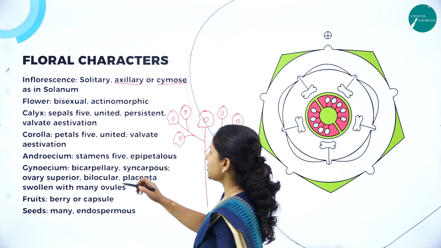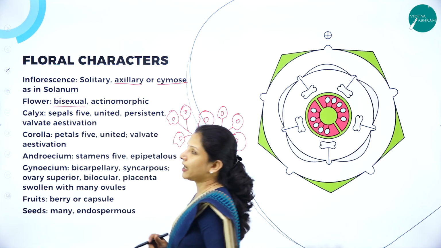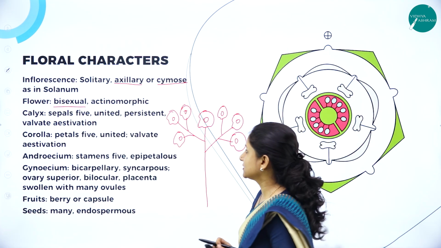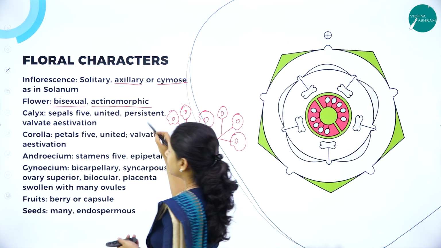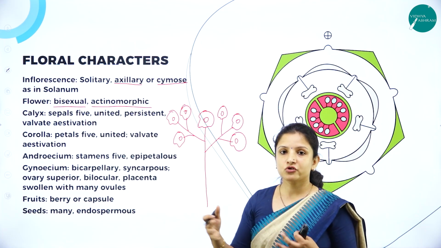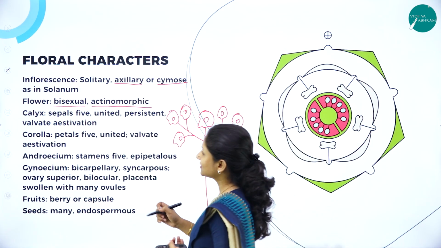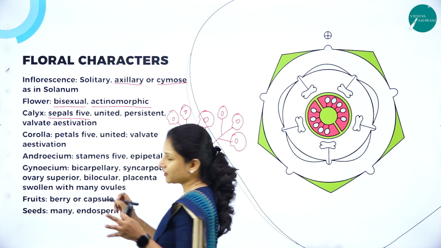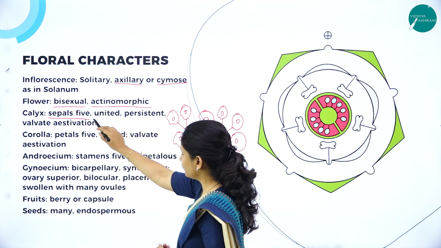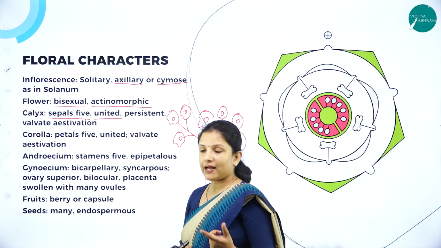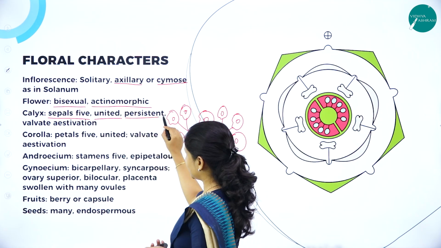Flowers are bisexual, meaning the flowers have the male and female reproductive structures in one flower itself, and they are actinomorphic, wherein the flower can be divided into many equal halves. And talking about the calyx, it is sepals. How many sepals do they have? 5. The sepals are united, they are fused, therefore it is gamosepalous, and it is persistent.